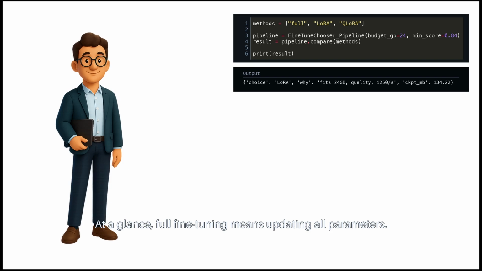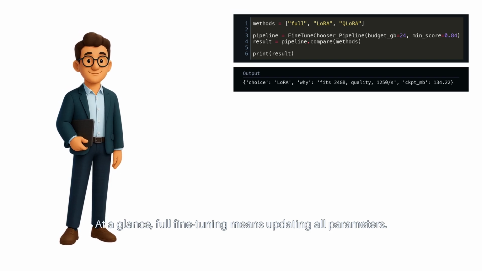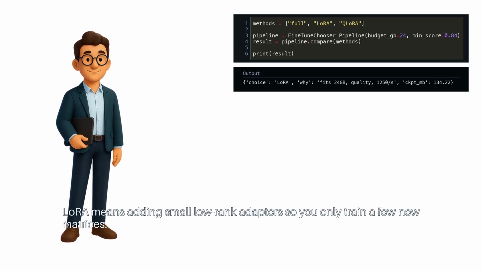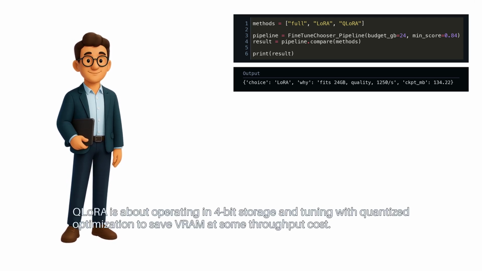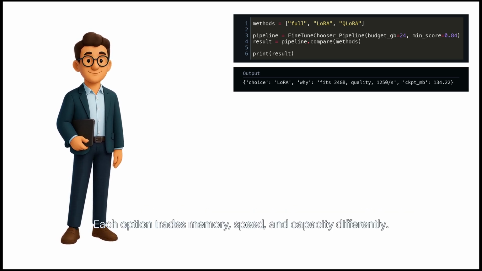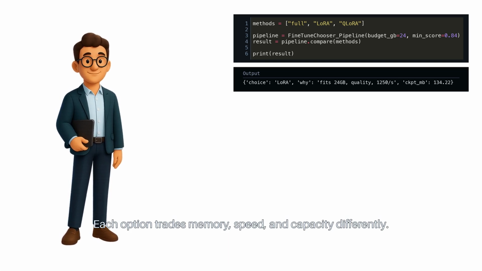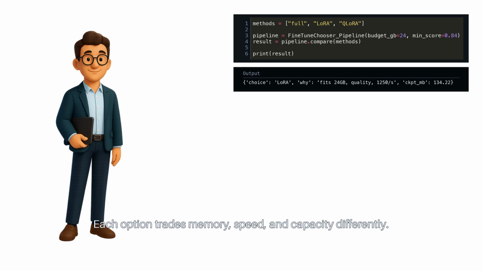At a glance, full fine-tuning means updating all parameters. LoRA means adding small low-rank adapters, so you only train a few new matrices. QLoRA is about operating in 4-bit storage and tuning with quantized optimization to save VRAM at some throughput cost. Each option trades memory, speed, and capacity differently.